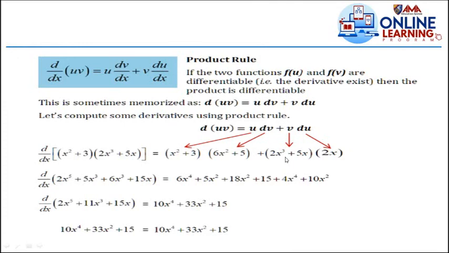Kukunin natin yung dv niya o yung first derivative niya. So, this is our 3. Exponent po natin yon. 3 times 2 is 6. X raised to 3 minus 1 is 2. So, we have 6x squared. Plus, our exponent here is 1. X raised to 1 minus 1 is 0. X raised to 0 is 1. Multiplied by 5, the answer is 5. So, ito na po siya. So, which means this is our u dv plus v du.